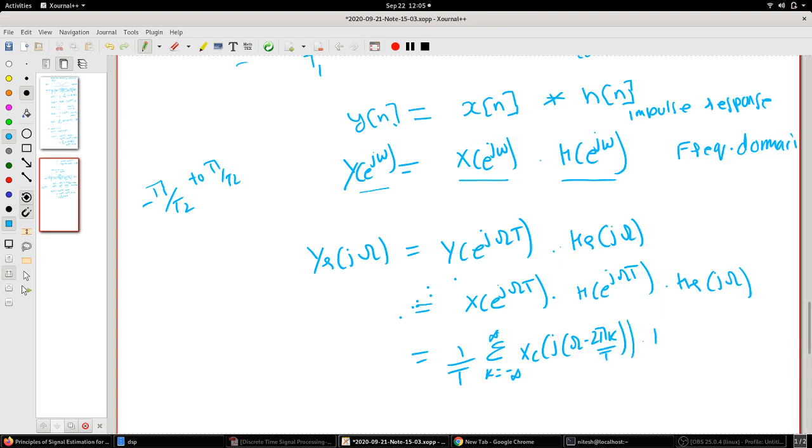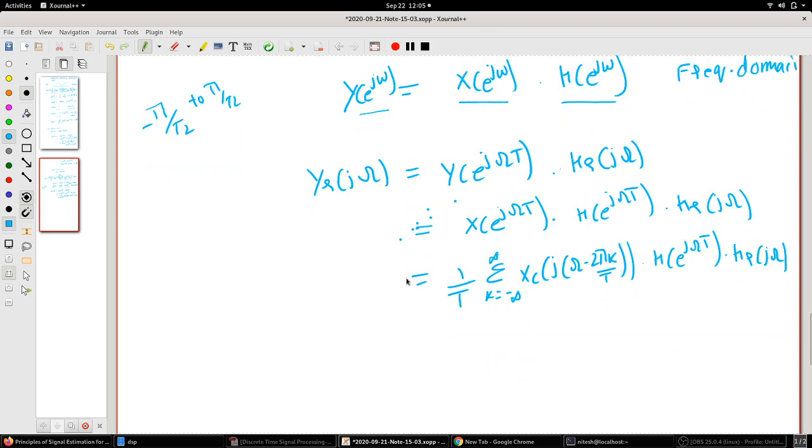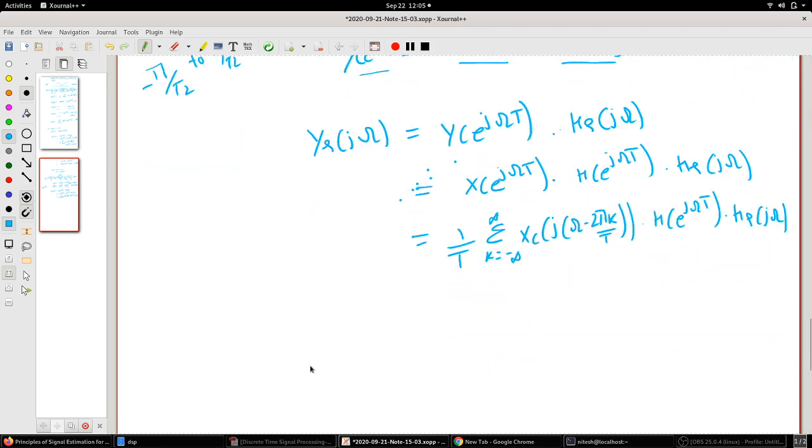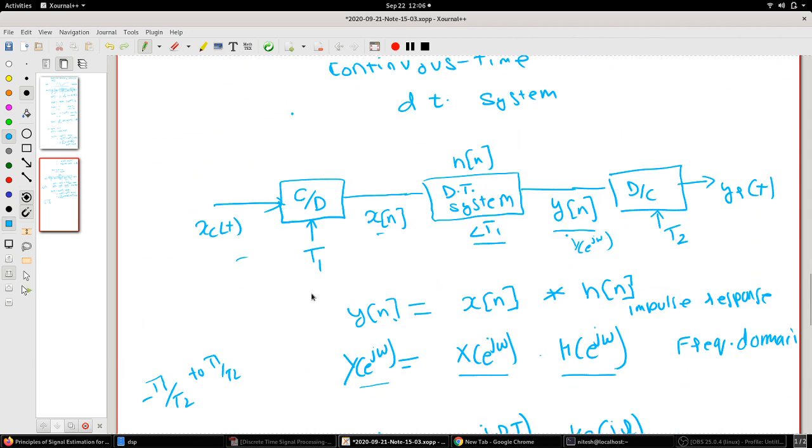Okay, multiplied by H(e^{jωT}) into Hr(jω). Now one thing we know is what is Hr(jω). Hr(jω) is basically an ideal reconstruction filter which has a bandwidth from minus π/T to π/T. The value is T. Let's assume, for simplicity's sake, that T2 is the same as T, and this is also equal to T.